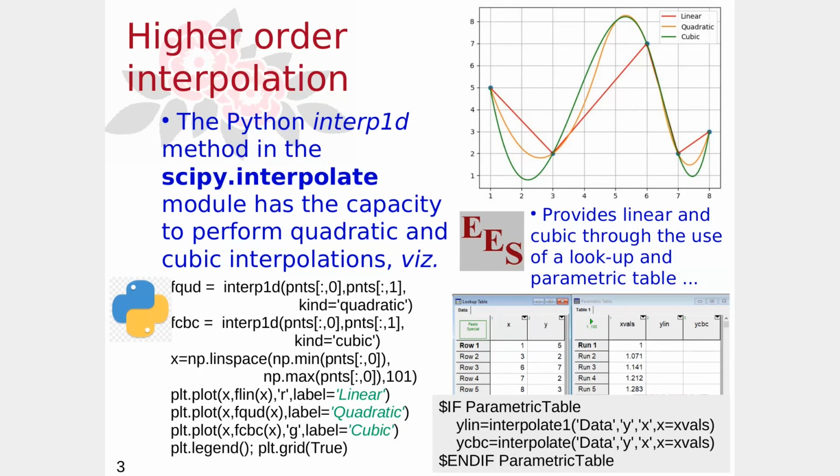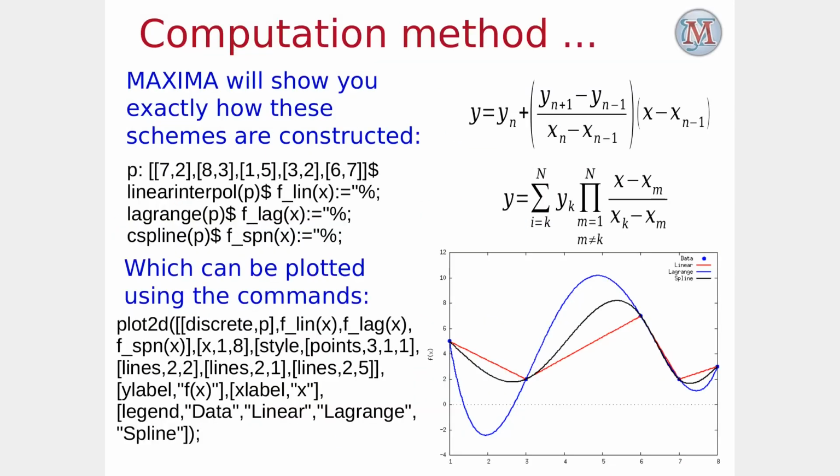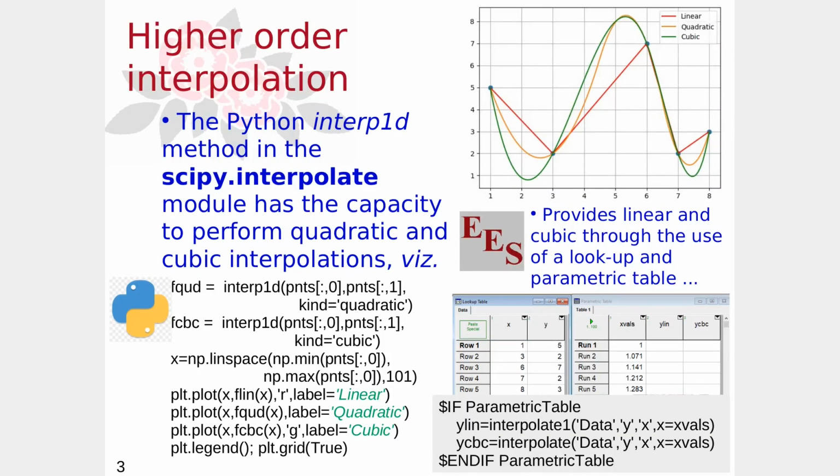In Python, we've put f quad, so for a quadratic, we use the interp1d. In the background it's doing all this algebra for you, or the algebra's already set up. So the way in which we can do it in Python is we do function quad, which is for the quadratic, interpolate, give it the points, it'll need the x then the y, and then tell it what kind of interpolation you require: quadratic, cubic, linear.